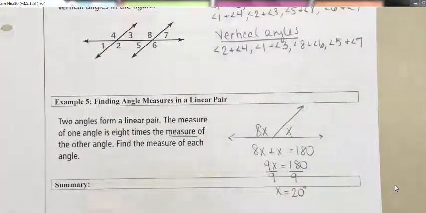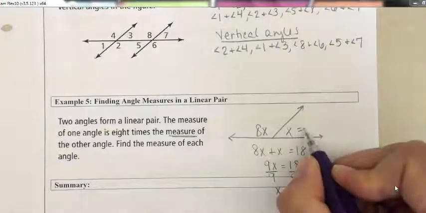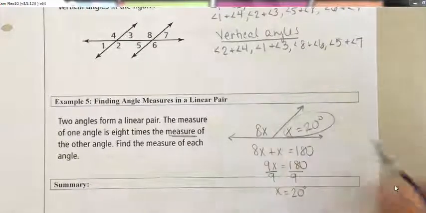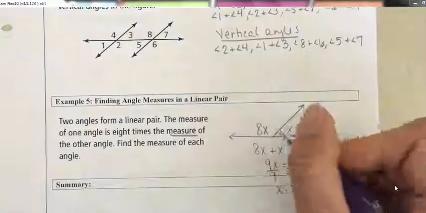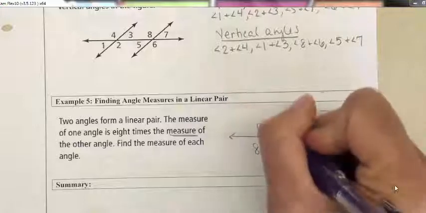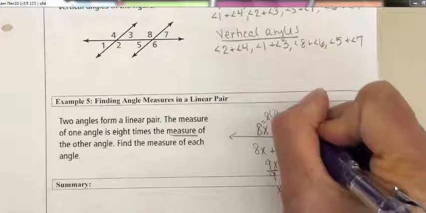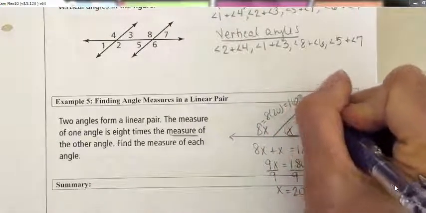But I'm not done because I have to find the measure of each angle. So x is equal to 20 degrees, so there's one of them. And the other one, then I just plug 20 in. So this is the same as 8 times 20, or 160 degrees.